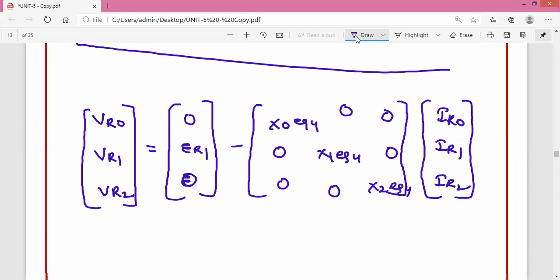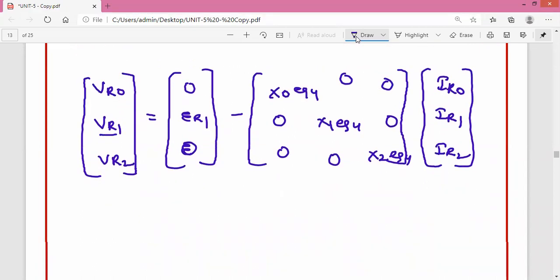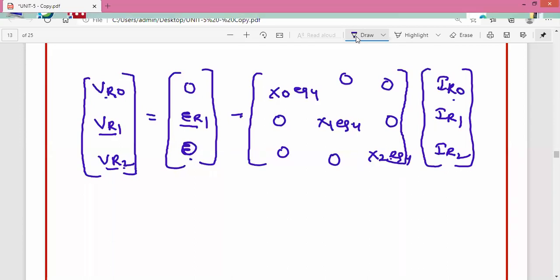So what is the equation for positive symmetrical component network? VR1 is equal to ER1 minus IR1 into X1. Negative sequence component VR2 is equal to 0 minus IR2 into X2. Zero sequence component VR0 is equal to minus IR0 into X0 equivalent. So these are the symmetrical component networks in unit number 4. Okay, so this is related to symmetrical component networks.